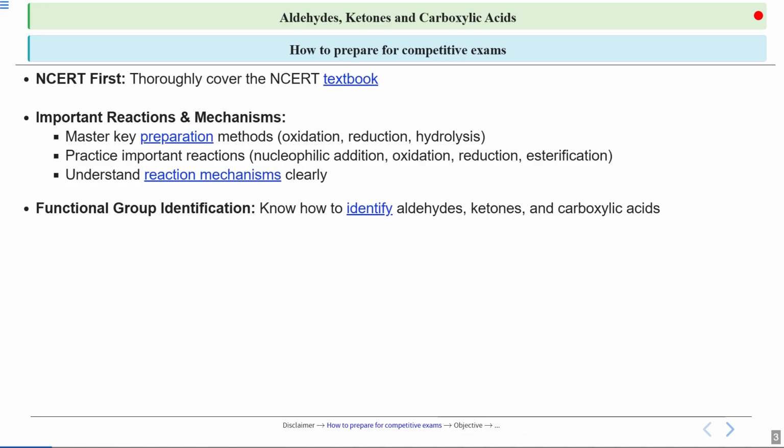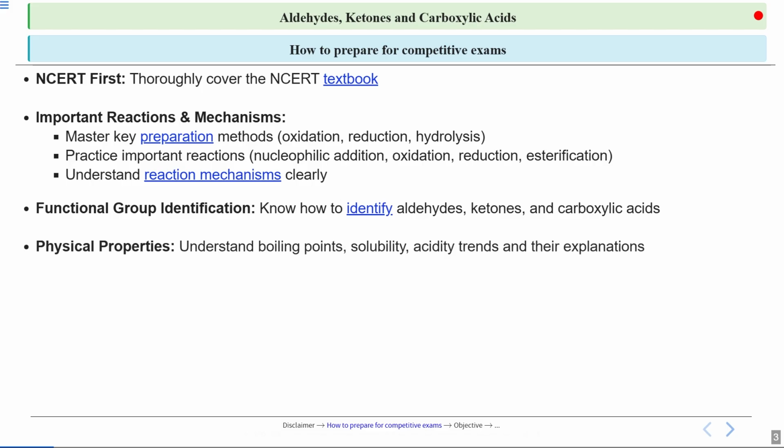Then comes functional group identification. You should know how to identify aldehydes, ketones, and carboxylic acids. You should know how an aldehyde looks, what functional group it contains, and how ketones and carboxylic acids look. Next, you should know about the physical properties. You should understand the boiling points, solubility, acidity trends, and their explanations.